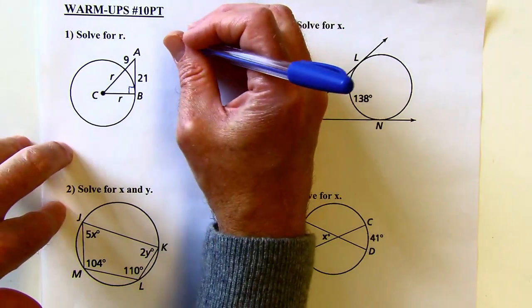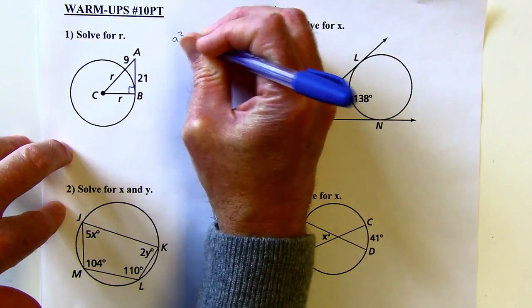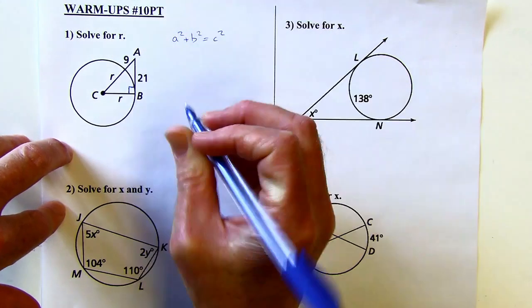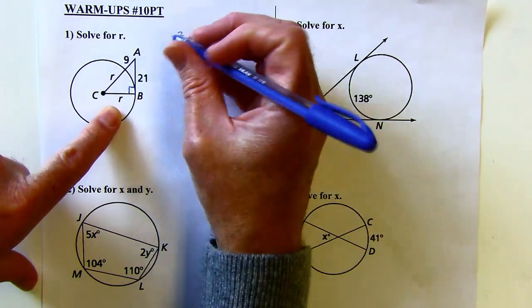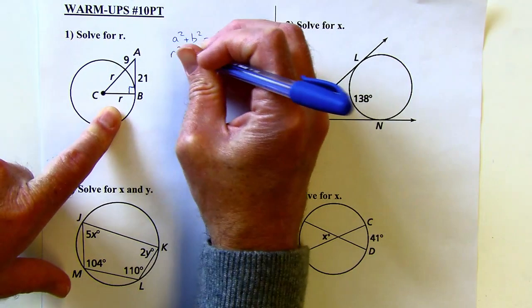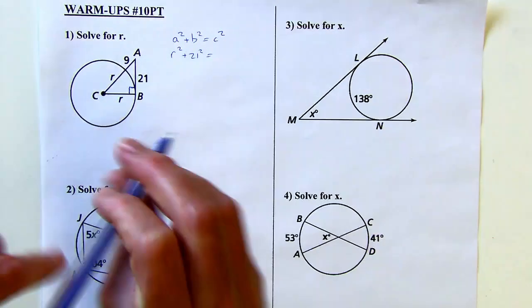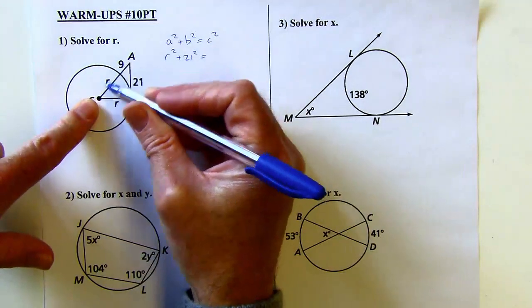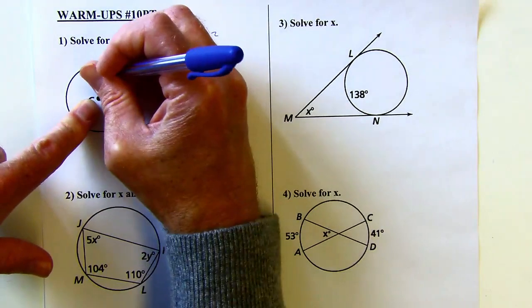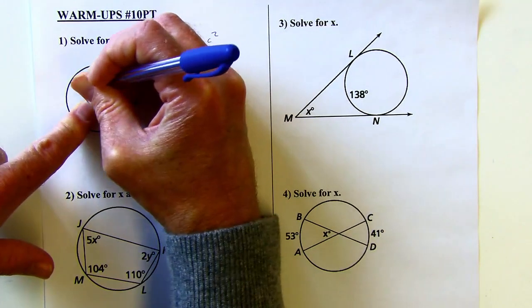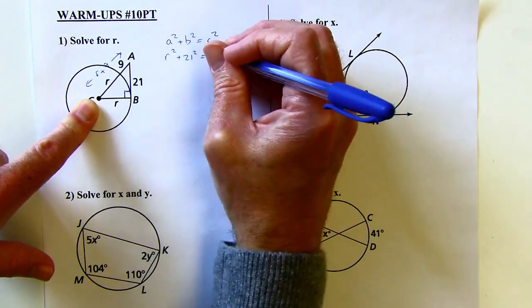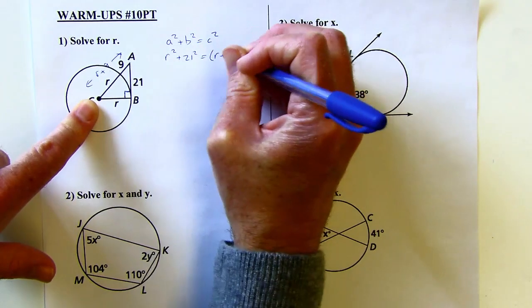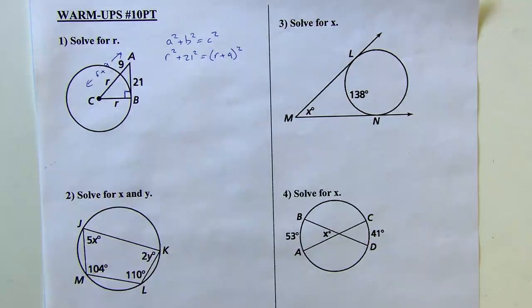So let's go ahead and do that. So the Pythagorean theorem is going to look like this, right? My legs are r and 21. The hypotenuse is going to be both of these segments added together. So hypotenuse is going to be r plus 9, right? So I want to put that in parentheses like that. I'm going to square that whole binomial, okay?